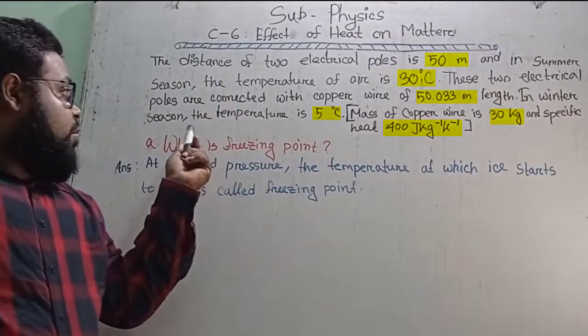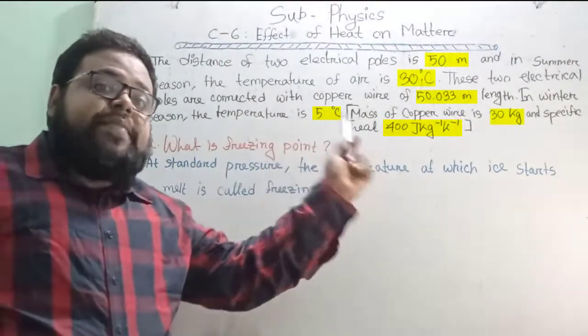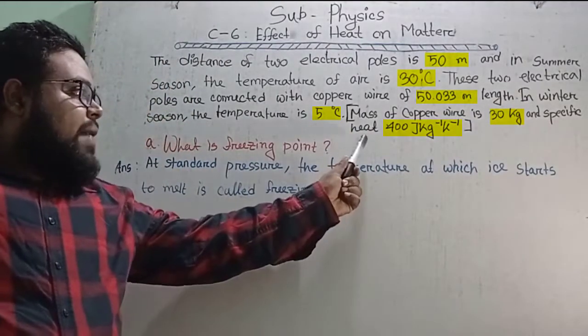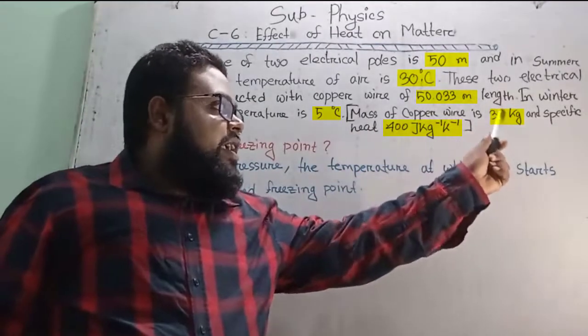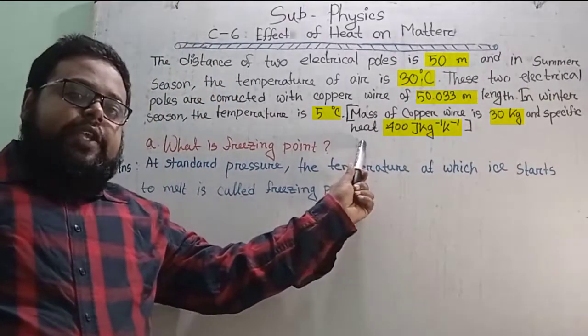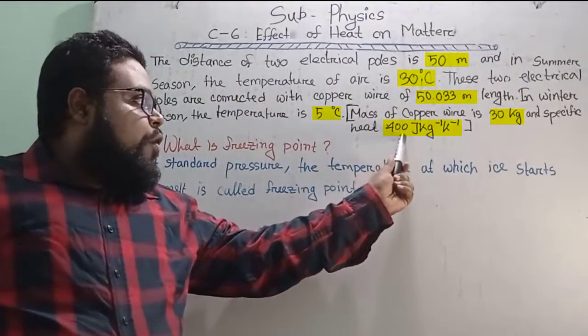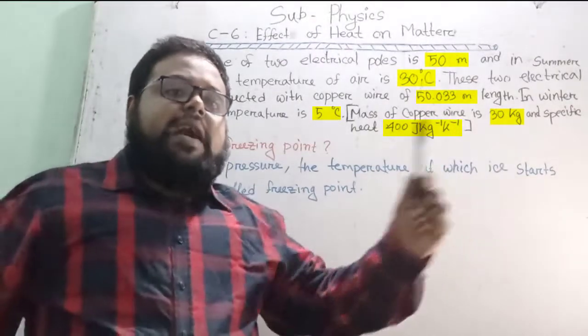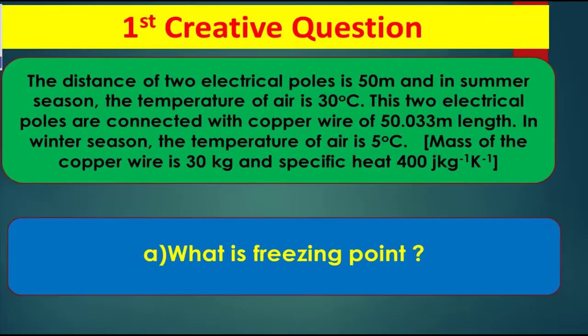In winter season, the temperature is 5 degrees Celsius. The mass of the copper wire is 30 kg and the specific heat of the copper wire is 400 joule per kg per Kelvin. Okay.